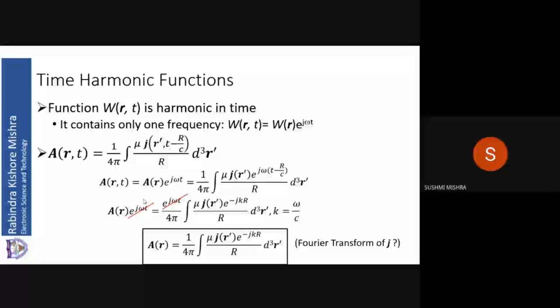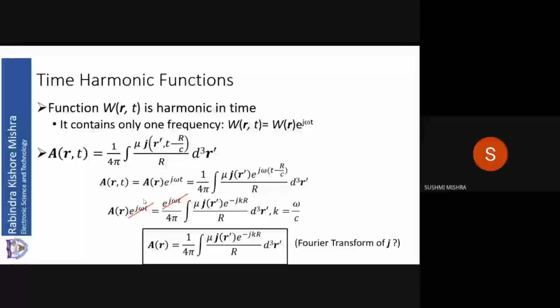So once we find a solution for A(r), or once we find what the right hand side is, then I can just multiply by e to the power j omega t and find out the complete A(r,t). That I can find by multiplying e to the power j omega t on both sides. So this is the beauty of using time harmonic functions. It makes things much simpler.